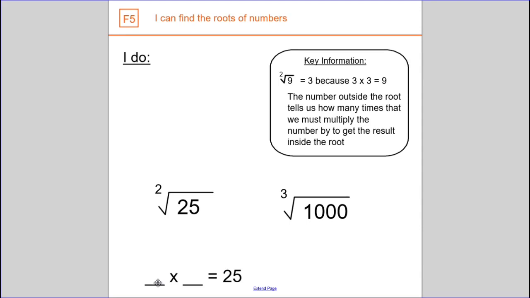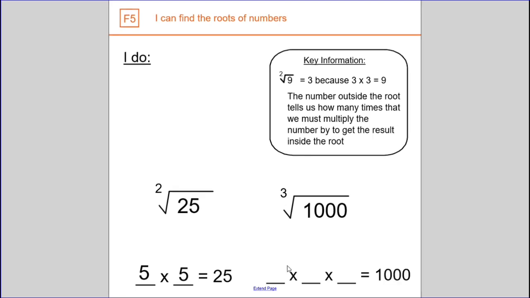This just means two numbers multiplied together that gives me 25, and they have to be the same. So the only numbers that it could be is 5, as 5 times 5 is 25. For the next one, cube root of 1,000 just means three numbers that are the same multiplied to give me 1,000 as my result. That can only be 10, as 10 times 10 times 10 is 1,000.